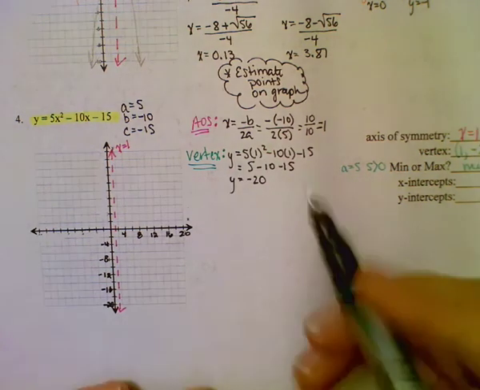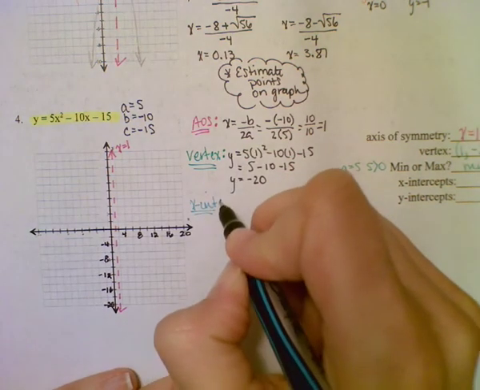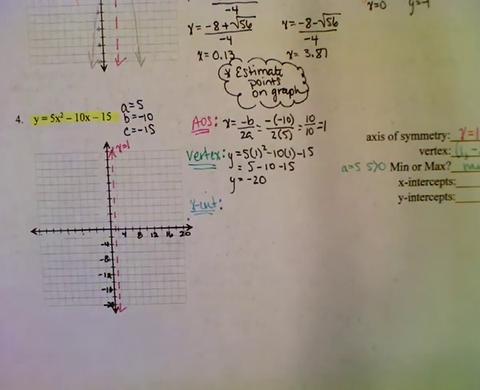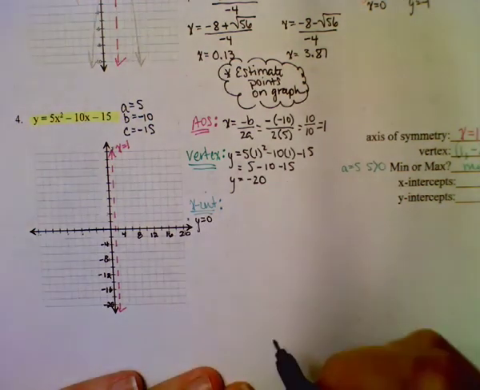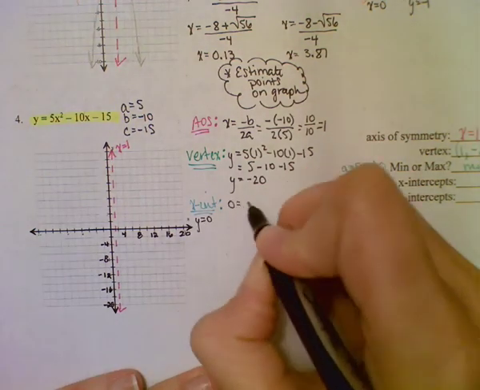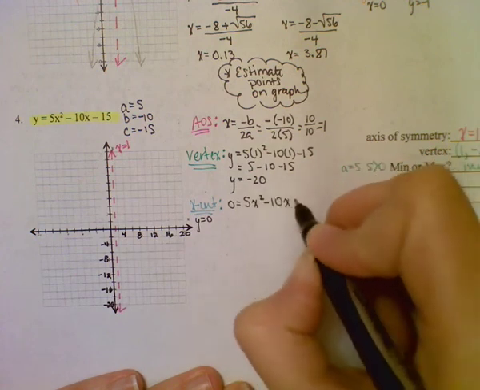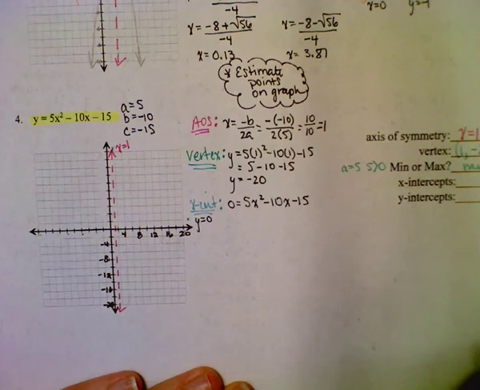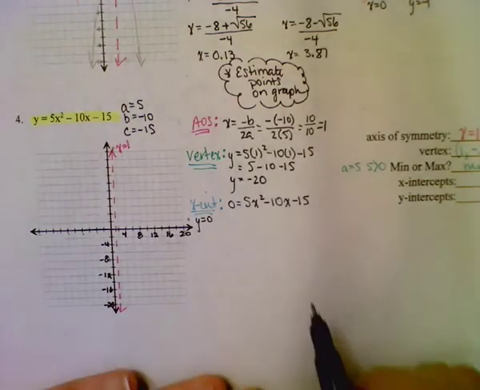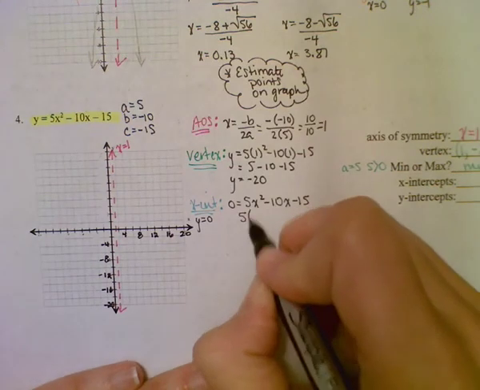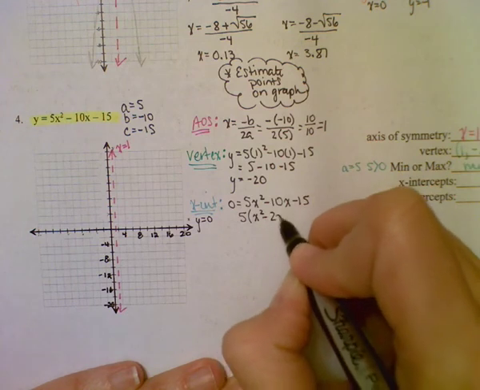Next, I want to find my x-intercept. I'm going to do that by setting y equal to 0. So I have 0 equals 5x squared minus 10x minus 15. When I'm looking at that to factor, I see right away that I have a GCF, so I can go ahead and factor out my 5. That leaves me x squared minus 2x minus 3.